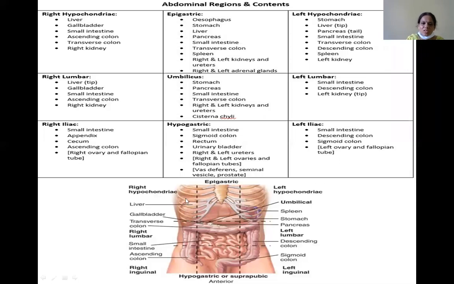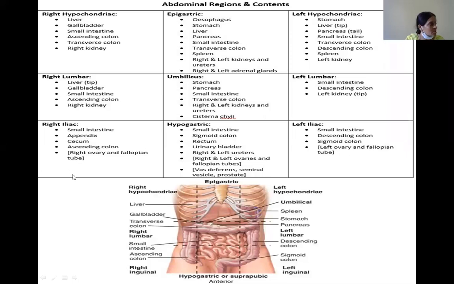So the most important structures, remember students: the right hypochondriac region is most important for the liver. Remember this part. Here you have the stomach in the left hypochondriac region, and the right lumbar region is for the kidney, and the left lumbar region again for kidney palpation. This is important. And here in the umbilical part, you have the transverse colon, which is an important structure here.